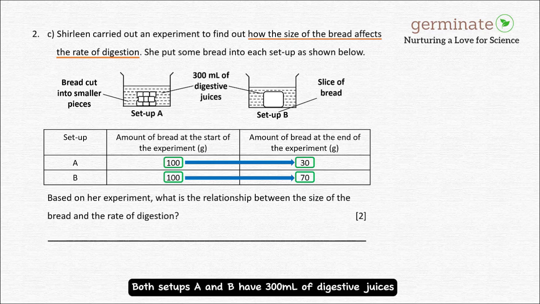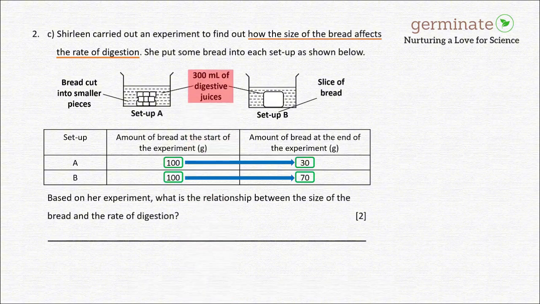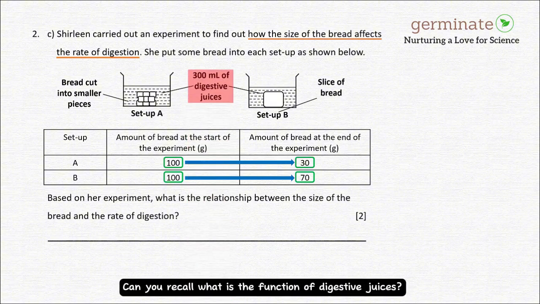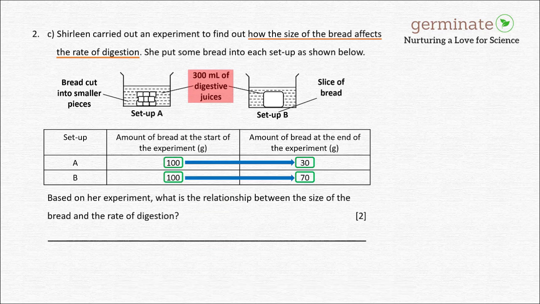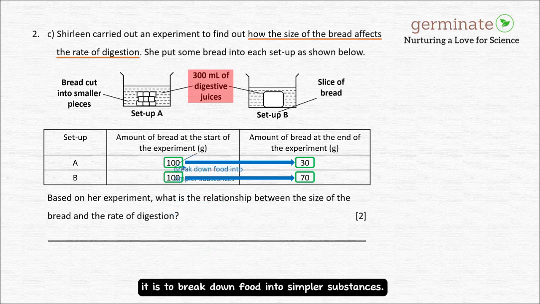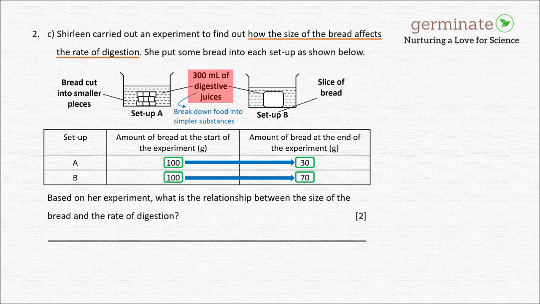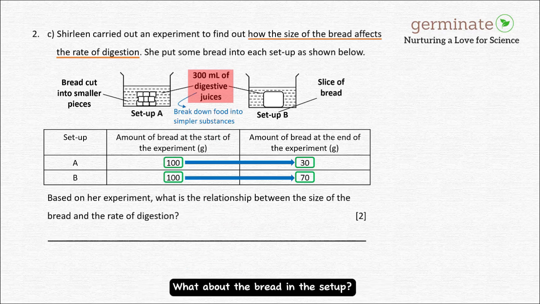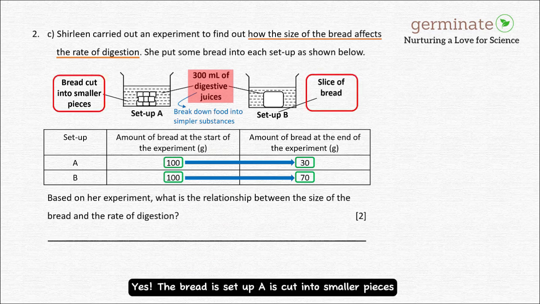Both setup A and B have 300 ml of digestive juices. Can you recall what is the function of digestive juices? It is to break down food into simpler substances. What about the bread in the setup? Are there any differences? Yes, the bread in setup A is cut into smaller pieces, while setup B has a whole slice of bread. So what can we conclude from this experiment?